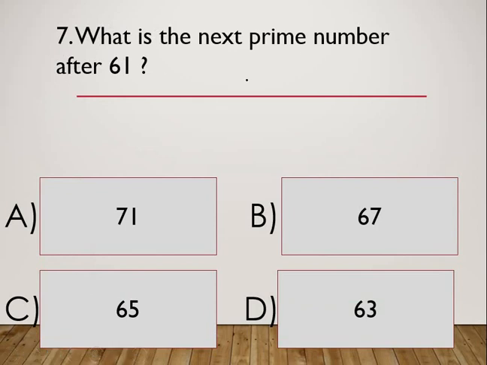All right, what is the next prime number after 61? I remember a prime number only has 2 factors, itself and 1. The only numbers that go into 61 are 61 and 1 itself. So this is actually a prime number, but that's not what they're asking for. They're asking for the next prime number.